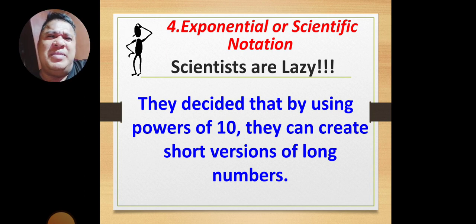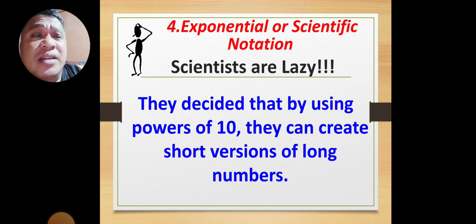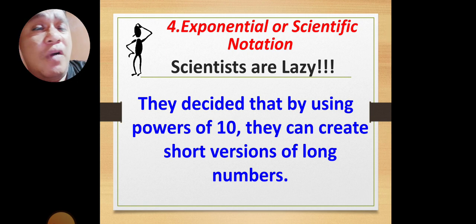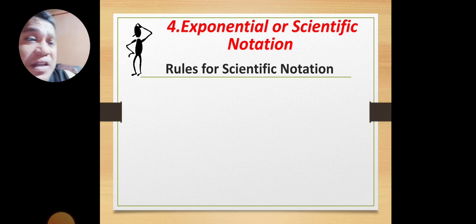Scientists are lazy. They decide that by using powers of 10, they can create short versions of long numbers. Why do we use scientific notation? Because in science, scientists are dealing with very large numbers and very small numbers. Therefore, if you deal with those numbers, to avoid error, you have to use scientific notation.